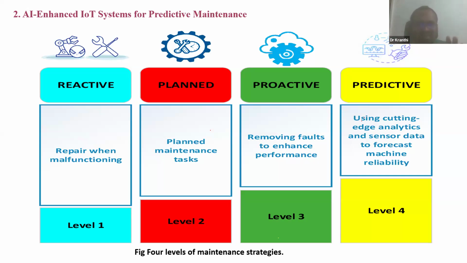So, in a simple way, this four-level figure shows the journey from reactive approaches, where we wait for failure, which is not recommendable, to predictive approaches, where we prevent failures using technology and data. This is exactly where modern industries, now the coming healthcare industries or agriculture industries, are heading with Industry 4.0 and smart manufacturing.